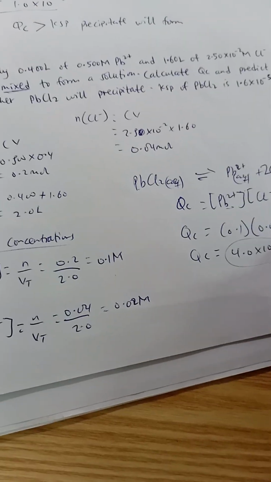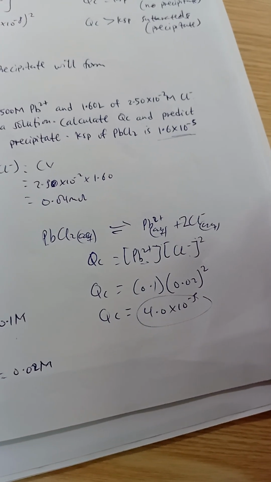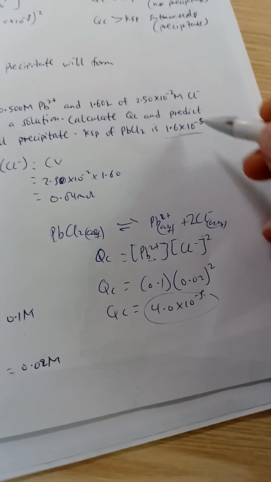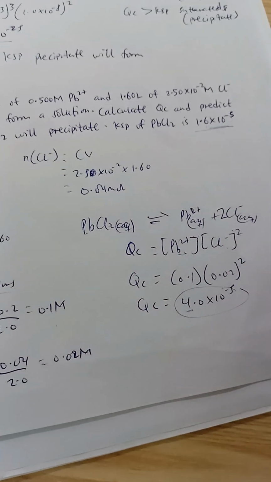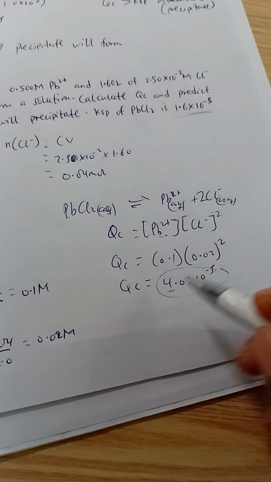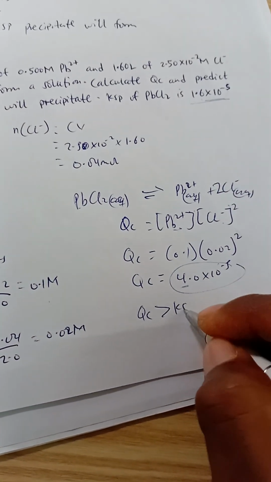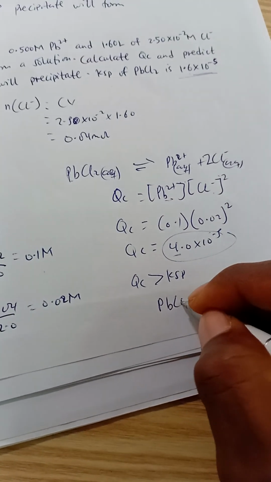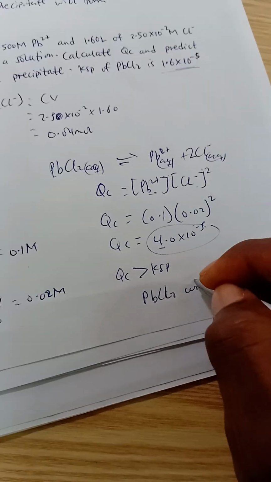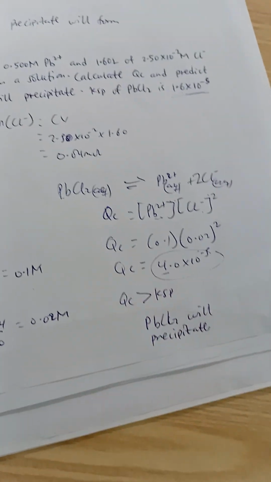Now we can compare it to our Ksp. When you compare, we realize that the exponents are the same, -5 and -5, so you compare the actual numbers, 4 and 1.6. Obviously, 4 is greater than 1.6. So since the ionic product is greater than Ksp, lead 2 chloride will precipitate.